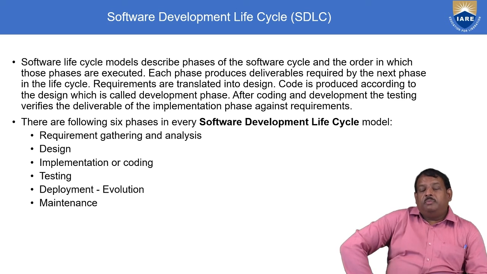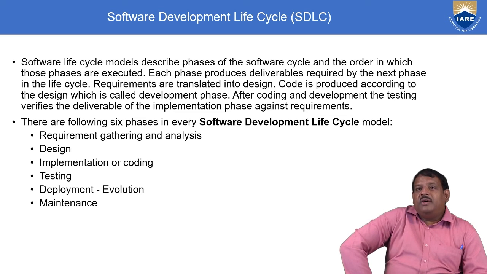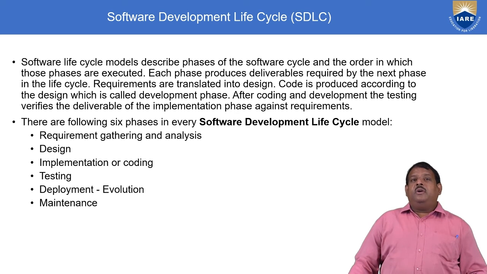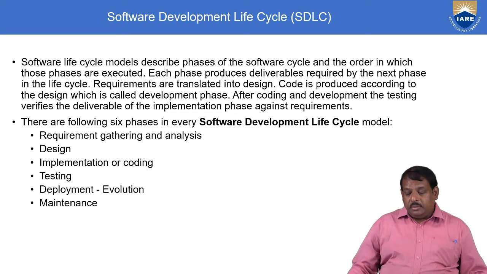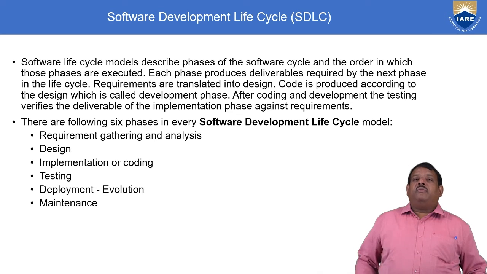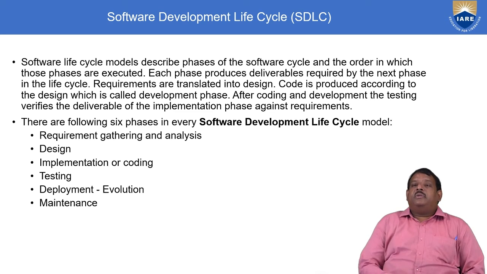Each phase produces the deliverables required for the next phase in the life cycle. So in order to go to the next phase, the first phase has to be completed, and its output is taken as input to the next phase. The requirements are considered in your design. After talking to the customer, you take the requirements and do the design. The code is produced according to the design, which is the development phase. After coding and development, testing verifies the deliverables, and then it is given to implementation. So there are 6 phases in every software development cycle.